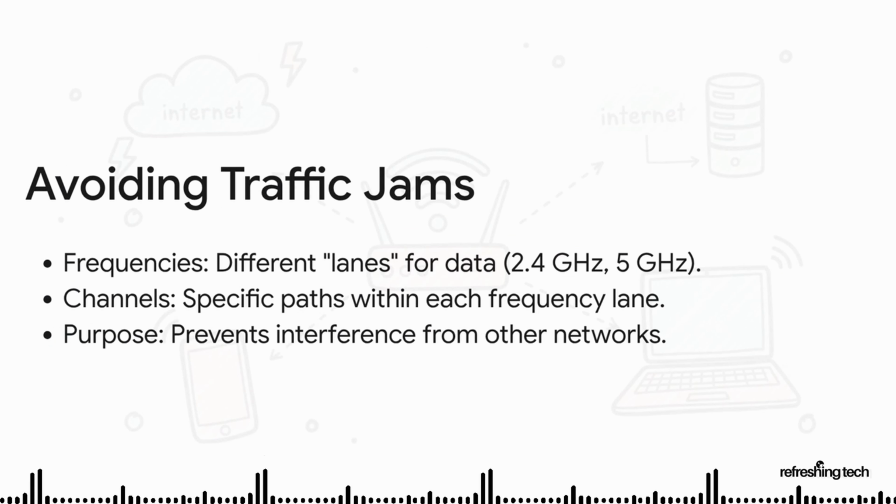But wait, with so many devices and all your neighbors' networks, how do these signals avoid a massive digital traffic jam? Well, the answer is frequencies and channels. Think of frequencies like 2.4 and 5 gigahertz as completely separate highways. The 5 gigahertz one is faster but has a shorter range, while 2.4 is a little slower, but it's way better at getting through walls. And then, inside each of those highways, channels act like individual lanes. This whole system is what keeps everyone's data flowing smoothly without crashing into each other.